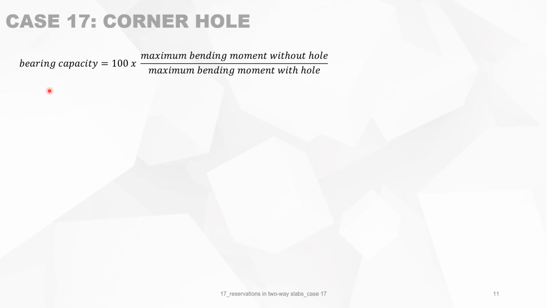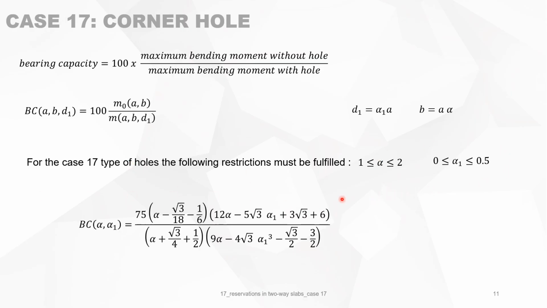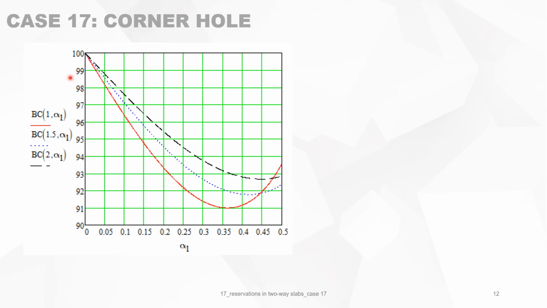Now, the bearing capacity is defined as 100 times maximum bending moment without the hole divided by the maximum bending moment with the hole. Written in a formula, it's like this. We use parameters without a dimension. And we know that for case 17, we must fulfill those two conditions. This is then the formula of the bearing capacity, just filling in D1 and D in the previous formulas. We can put this in a graph to study this.